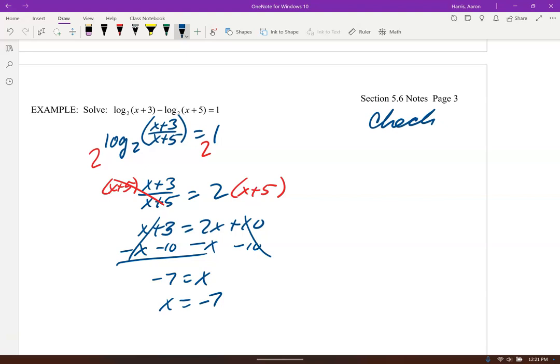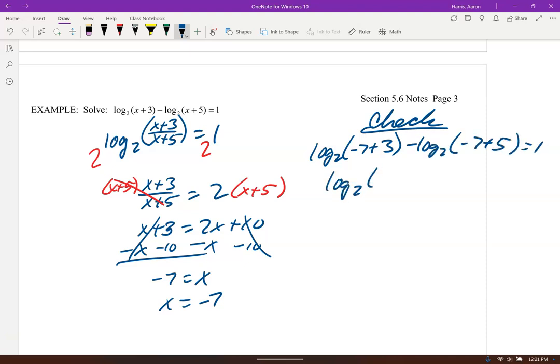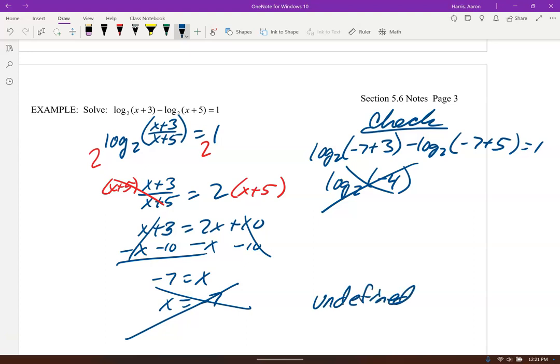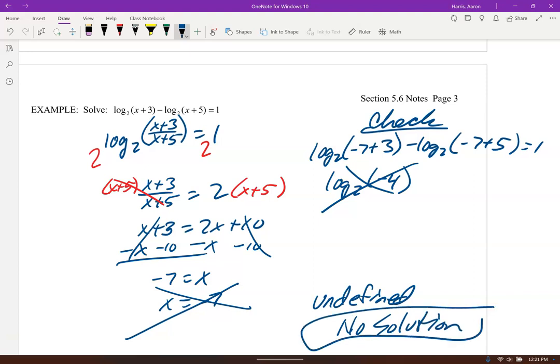Now let's check it again. Make sure it satisfies our original. Log base 2 of (-7 + 3) minus log base 2 of (-7 + 5). Well, log base 2 of -4 does not exist, right? I'm not even going to finish the rest of it. So that doesn't work. So we just say this whole thing's undefined. There's no solution. Undefined, no solution here.